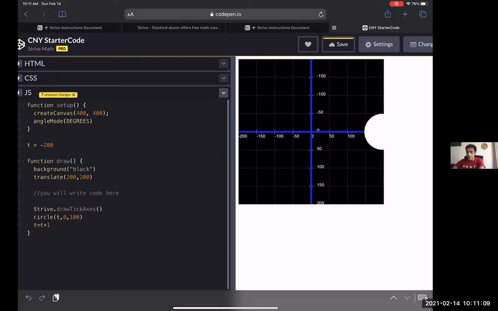And then I can also change my y value. Let's make this t as well. So now it starts at -200x and -200y. Remember, the top leftmost point is -200, -200. And then it will keep going down. Because t is increasing, it's going down to +200 and +200.